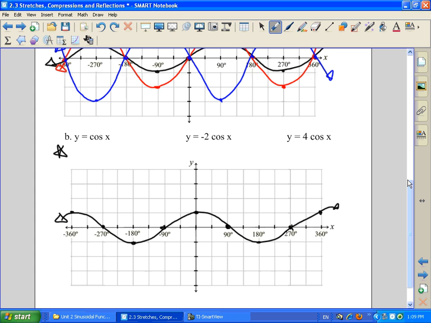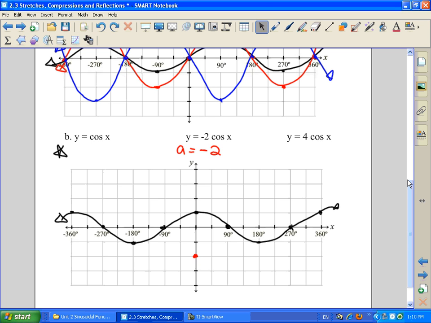A equals -2. The negative tells us we're going to do what? Flip it or reflect over the x-axis. And the 2 tells us we're going to have an amplitude of 2. So in this case, folks, instead of starting at our maximum, where are we going to start? At our minimum. And the minimum value is going to be -2.